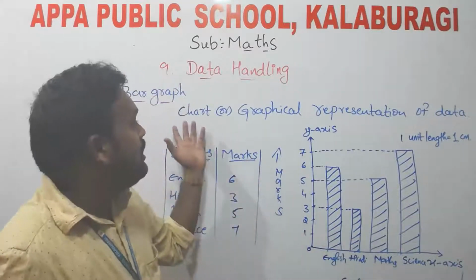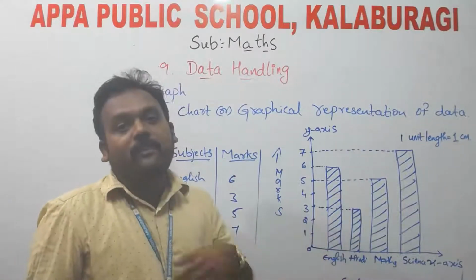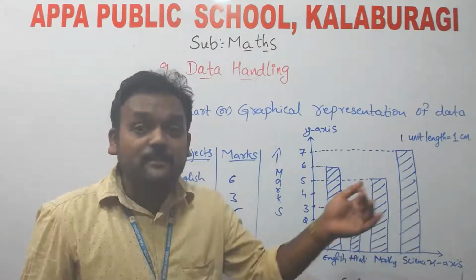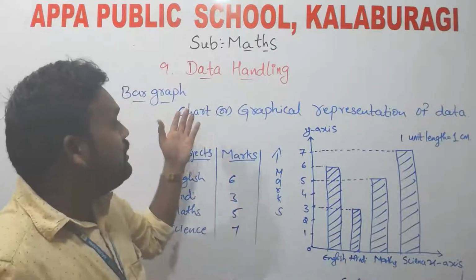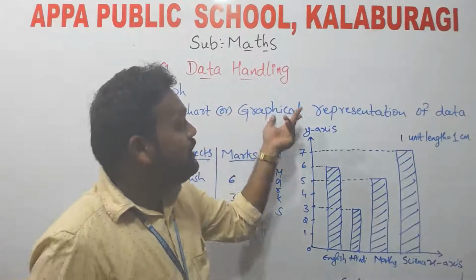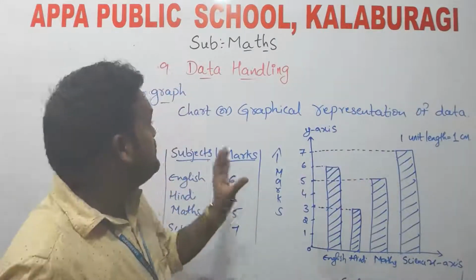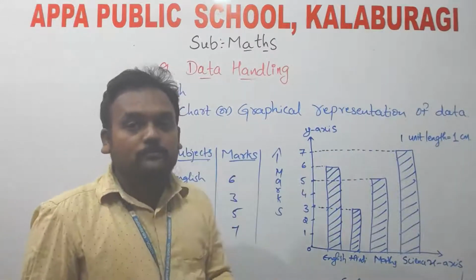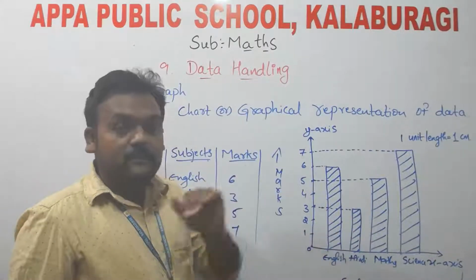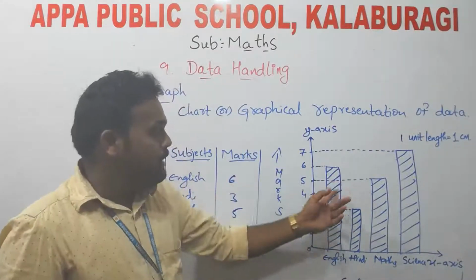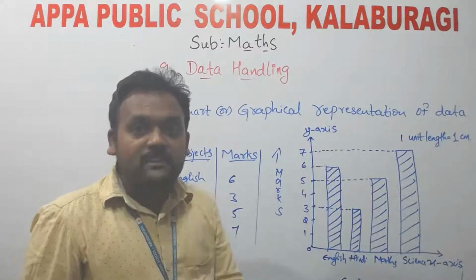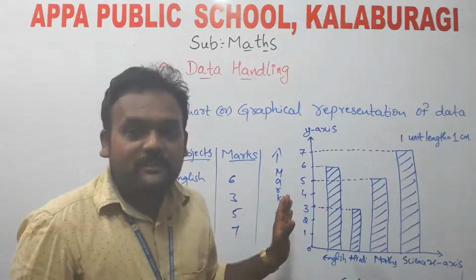Yes, this is all about bar graph. By seeing the graph only, we can tell how much we scored, how much he scored, how much she scored. A bar graph is also a chart or graphical representation of data. We organize it using these bars, so we can see which is the highest and which is the lowest on the bar graph. Is it or not? Understood, dear students?